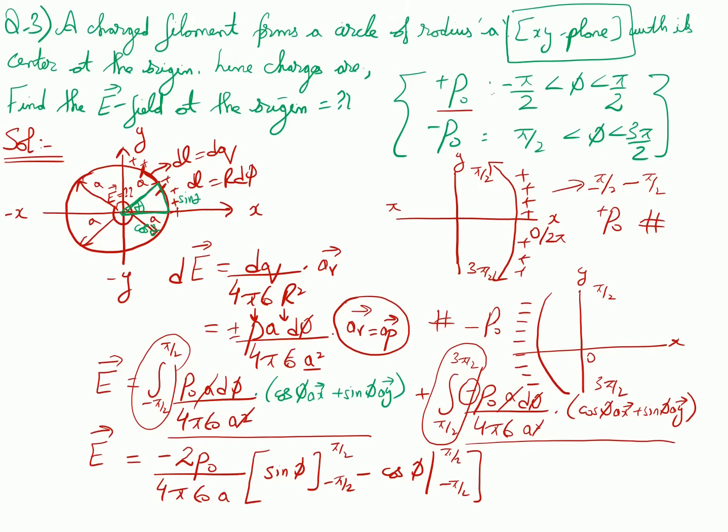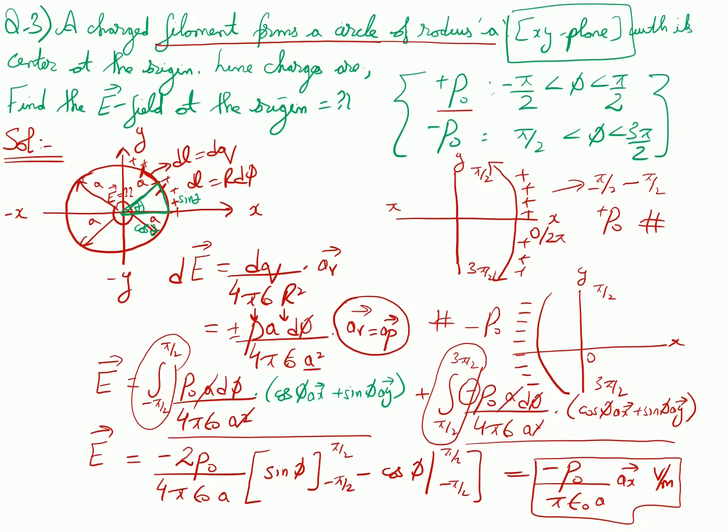So now I just need to solve the integral, which I am hopeful you can do, and then finally from this common factor equation the value I get is minus rho naught divided by pi epsilon naught into a along the ax vector volts per meter. So this is the solution of this problem that is dealing with the line on a circular or a filament forming a circle of radius a. So this is the solution which I have utilized.